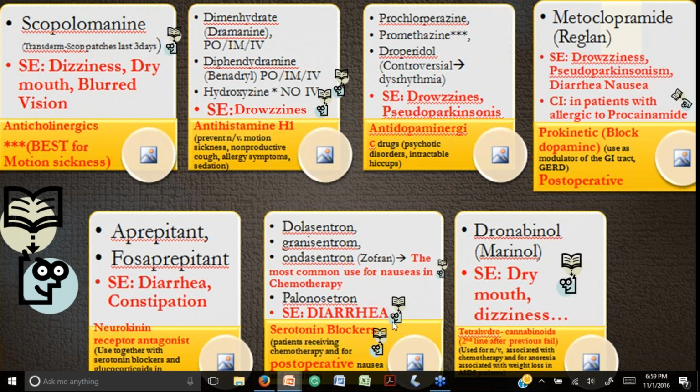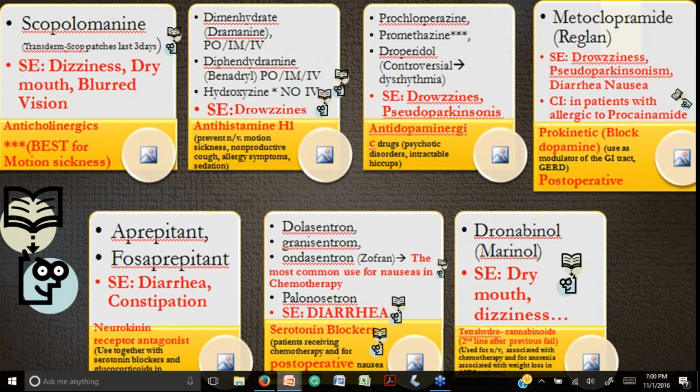The star of all these is Zofran, ondansetron. Ondansetron is the most commonly used for nausea in chemotherapy. Listen, if somebody is receiving chemotherapy, that is going to lead to nausea and vomiting, so we need to prepare the patient. How early? At least half an hour before they take the chemotherapy. Side effects are going to be diarrhea. Just remember, ondansetron is the most common medication for patients receiving chemotherapy.